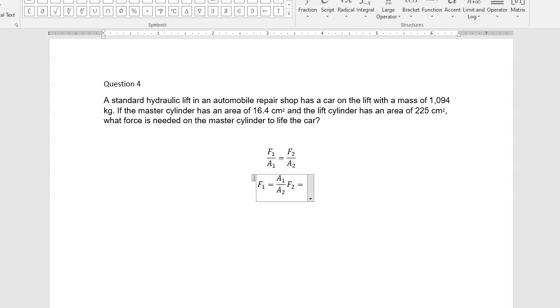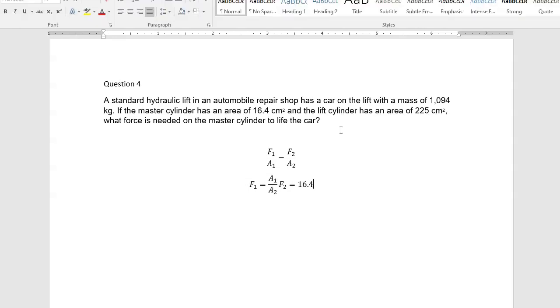So this is just going to be 16.4 centimeters squared divided by 225 centimeters squared. They're both centimeters squared, so the centimeters squared cancel out. We don't have to worry about that. And then the weight of the car, which is 1,094 kilograms, times 9.8 meters per second squared. Don't forget about gravity. Gravity matters.